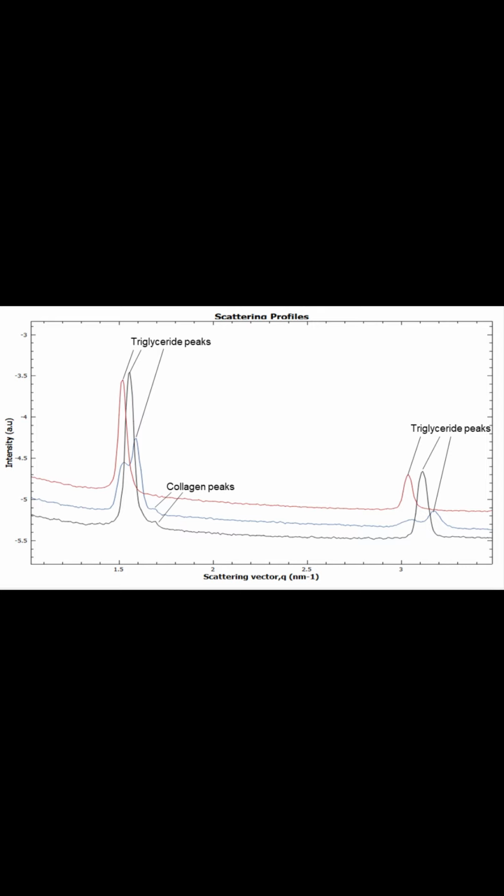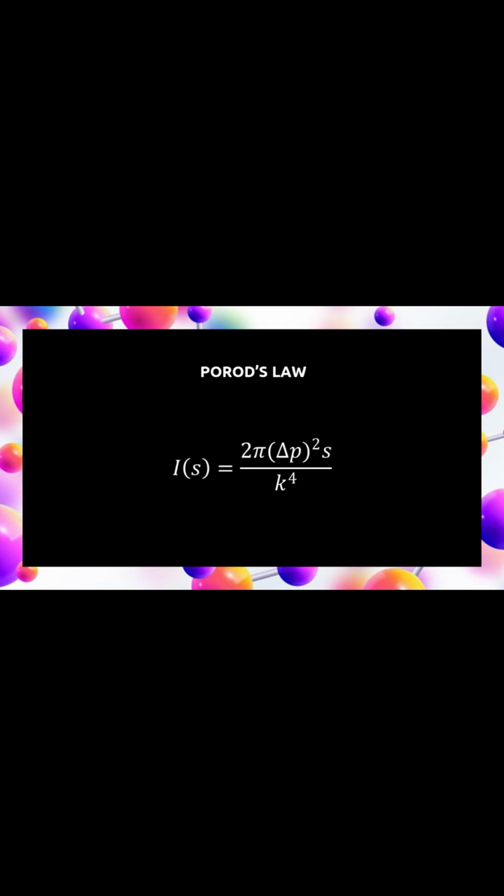Sample A shows a significantly high intensity of triglyceride peak at Q approximately 1.5 per nanometer compared to the other samples, while the triglyceride peak at Q approximately 3 per nanometer can be seen as the lowest in the scattering profile of sample B. According to Porod's law, it is proven that the intensity of the peak increases along the surface area of the scatterers per unit volume and contrast of electron density.